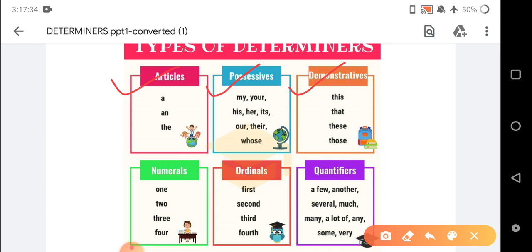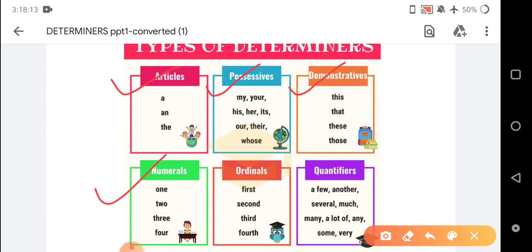We have 4 types of demonstratives. First one is this. This is used for singular objects which are closer to the speaker or the situation. That is used for singular objects which we are talking about when they are far away. Similarly, these is used for plural objects which are closer, and those is used for plural objects which are far away.